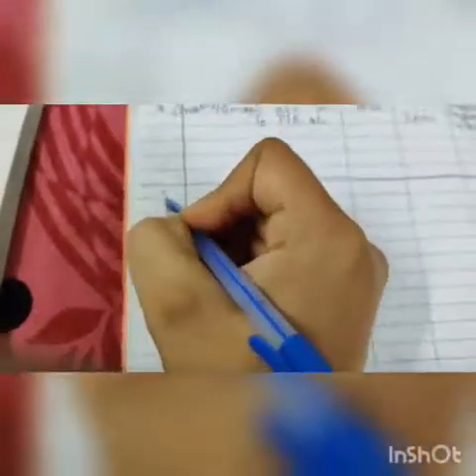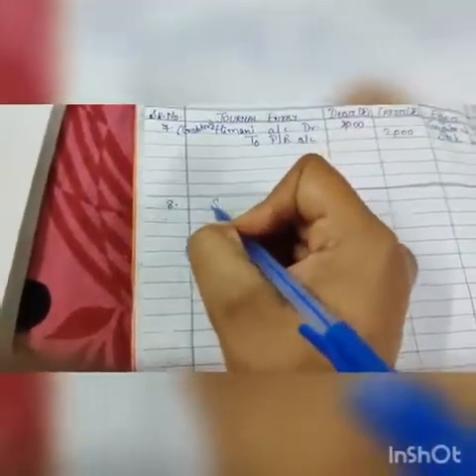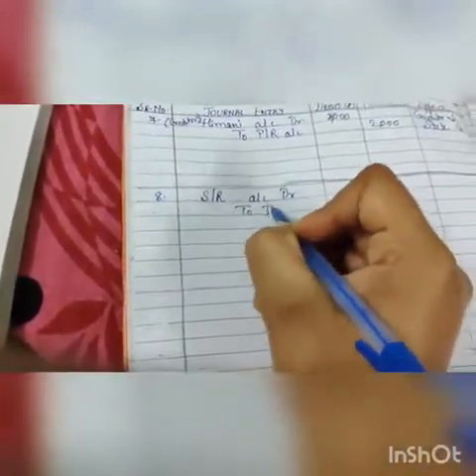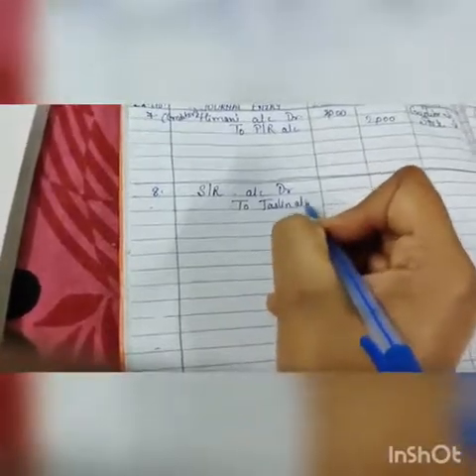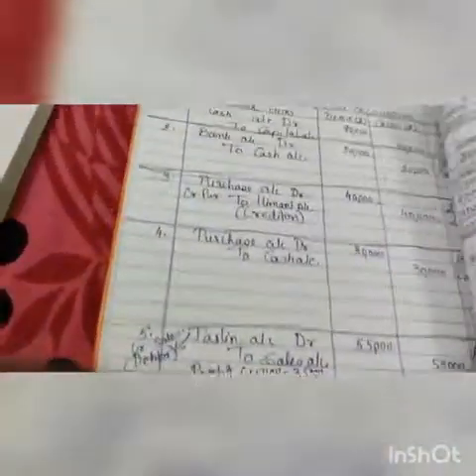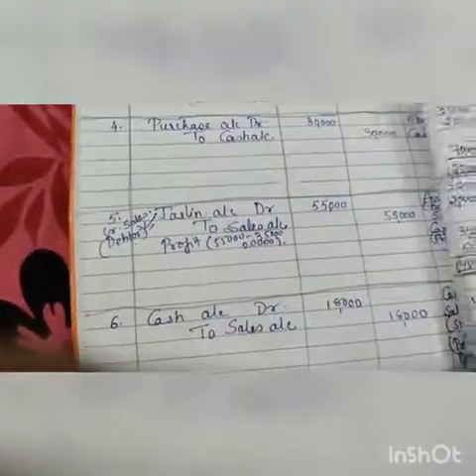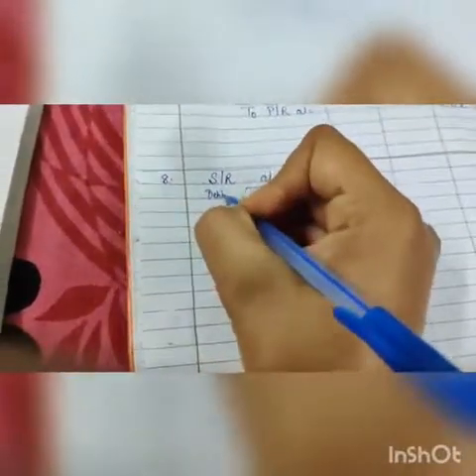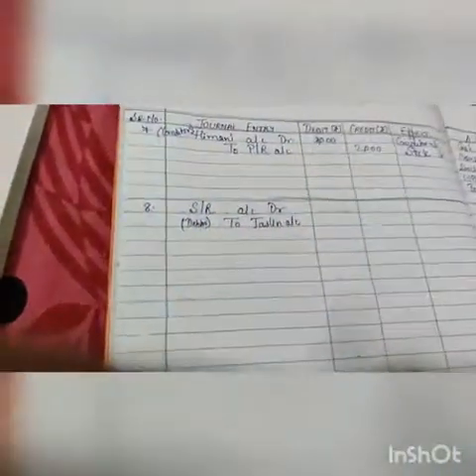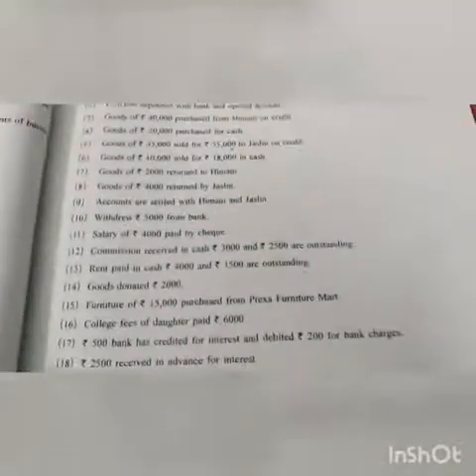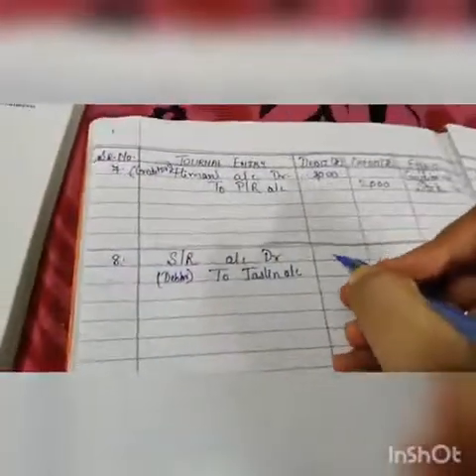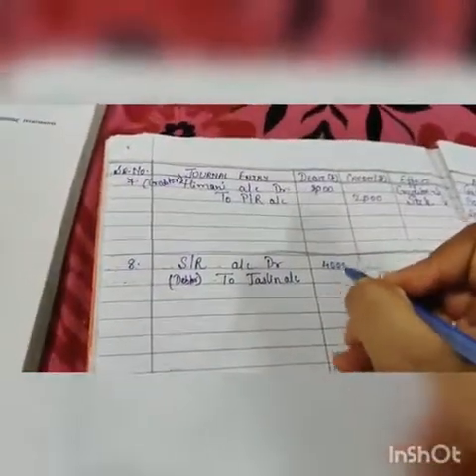So we will write down the entry here. That is entry number 8. Clear? So sales return account debited to Jasleen account. Clear? See, exact opposite we have done here, Jasleen to sales. So here sales return to Jasleen, and Jasleen is debtor. In bracket we can write down that she is a debtor. What was the amount of goods we have returned back? So here 4,000 goods we have returned back to Jasleen. So here we will write down 4,000.